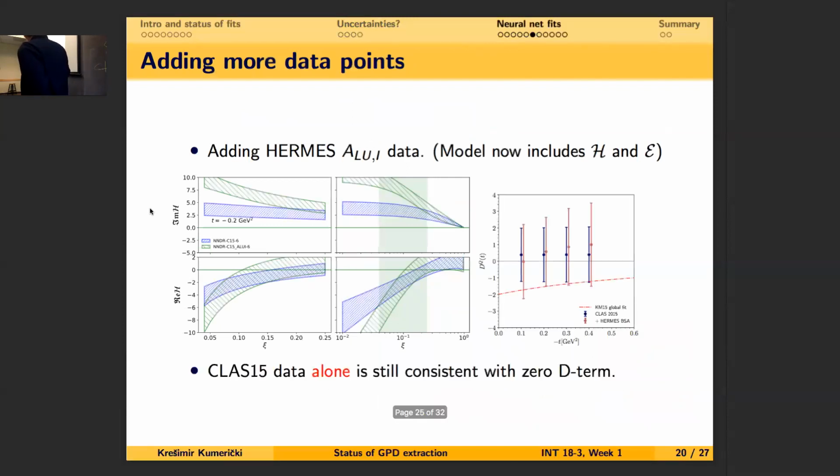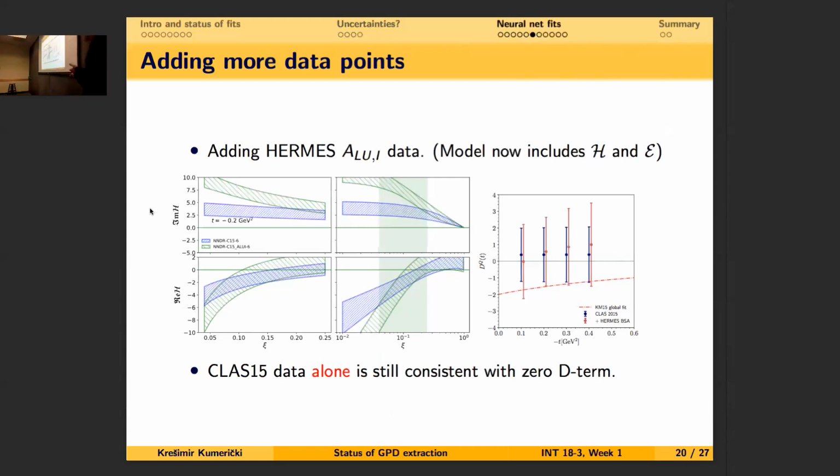The final point that I'm trying to make is that if you now calculate the D term out of these neural network fits, you have two results here. The error bars will be huge because of this uncertainty in extracting the real part of your H. The error bars will be quite huge. The D term is consistent with the D term coming from this study by Kumerički et al., also coming from our recent 2015 global fit. However, the error bars are much larger.